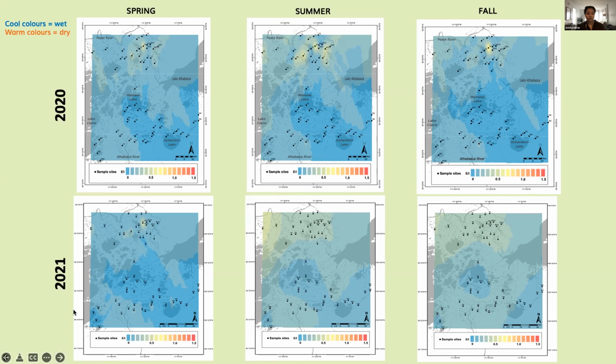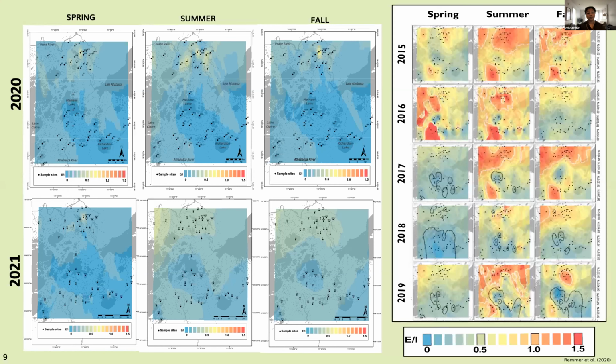Here we have the 2021 isoscapes, and they also indicate exceptionally wet conditions and correspondingly low influence of evaporation despite warm temperatures in summer of 2021. When compared to the 5-year isoscapes, we can see that 2020 and 2021 are the wettest years for the Delta over the past 7 years.